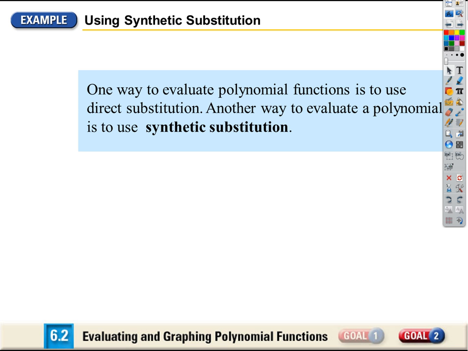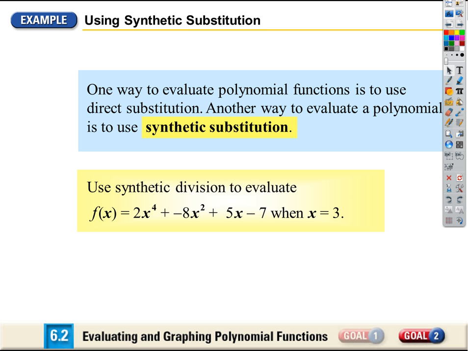Who can tell me, what does it mean to evaluate something? So, for example, if I want to evaluate this polynomial when x equals 3, what am I doing? Simplify. No? I mean, in a manner of speaking, but not strictly. What does value mean in math?